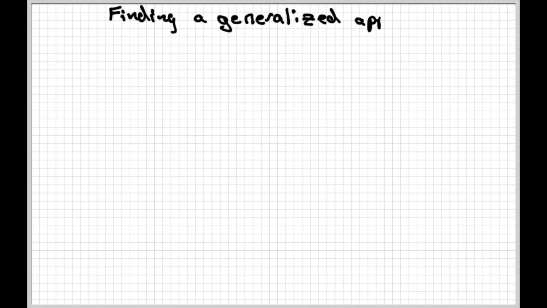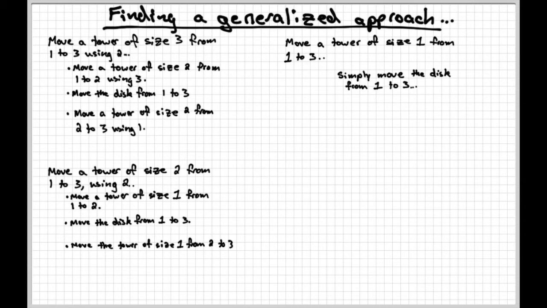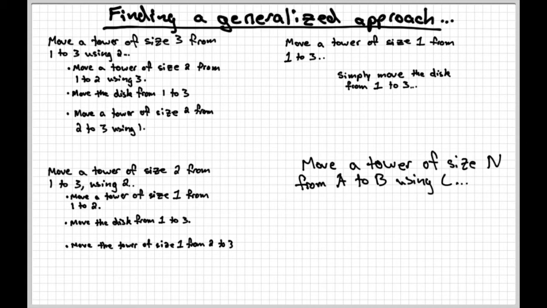Let's try to take the discussion we've had so far and write a generalized approach. So I'm taking the text that I wrote down for those 3 scenarios that we talked about. The last one was moving a tower of size 3. Previous to that, we learned how to move a tower of size 2, and previous to that, we moved a tower of size 1. So the obvious general problem we're trying to solve is moving a tower of size n from one peg to another using the remaining pegs.